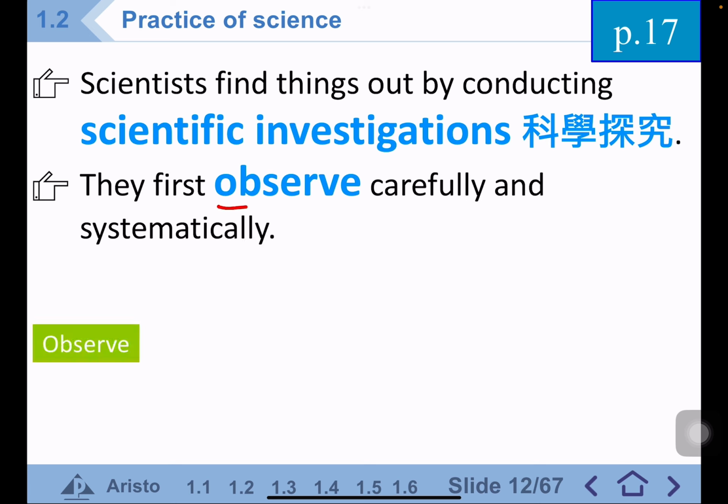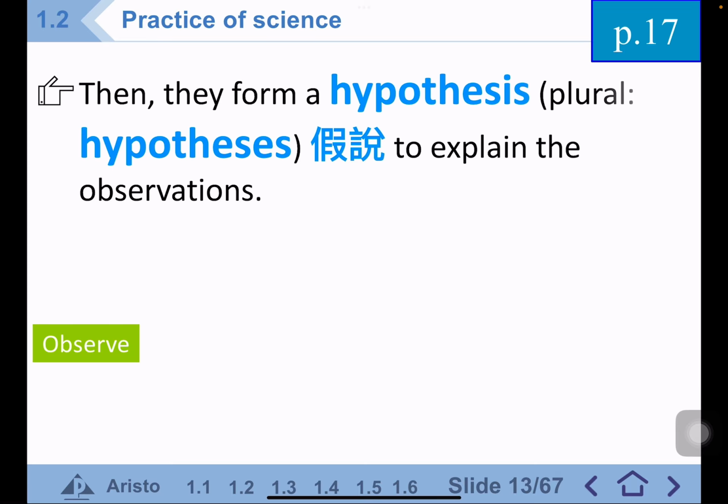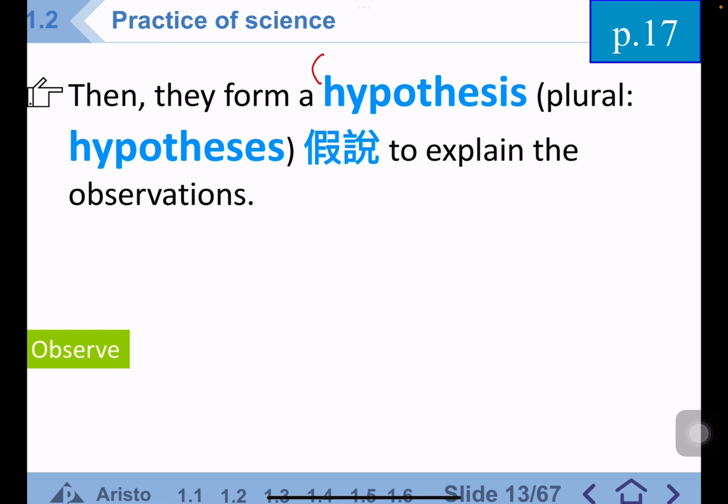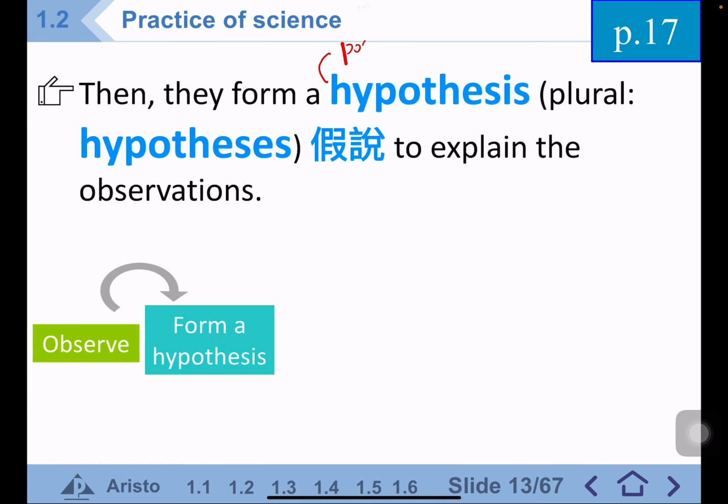They first observe very carefully, using their eyes, using their 5 senses. And then they form a hypothesis. A hypothesis is a possible explanation, a possible answer to the question. Actually, there is a question: when they observe, they ask a question first. And then they form a hypothesis, the possible answer for the question, to try to explain their observation.